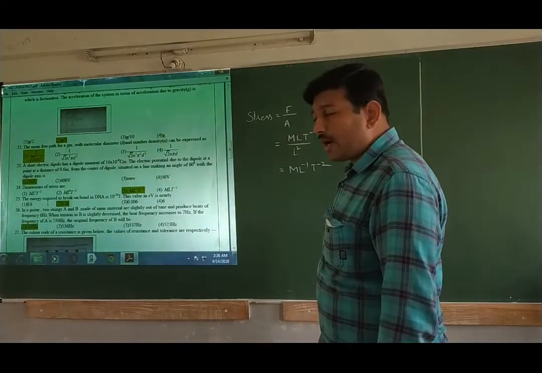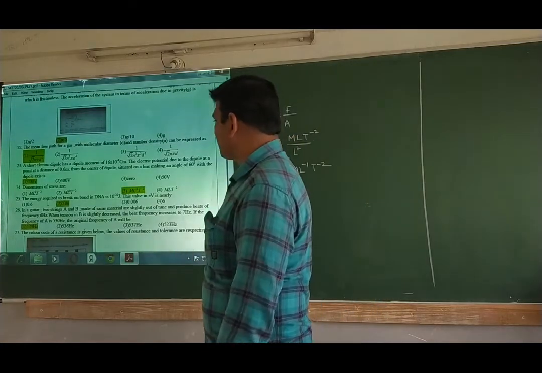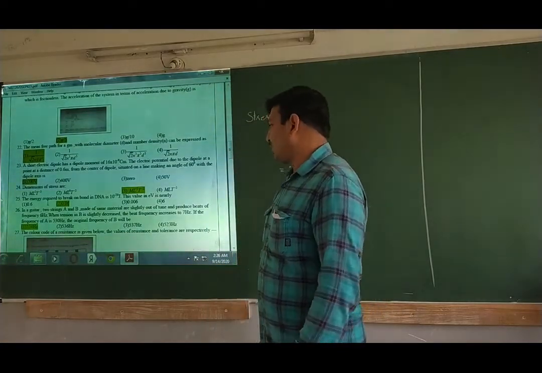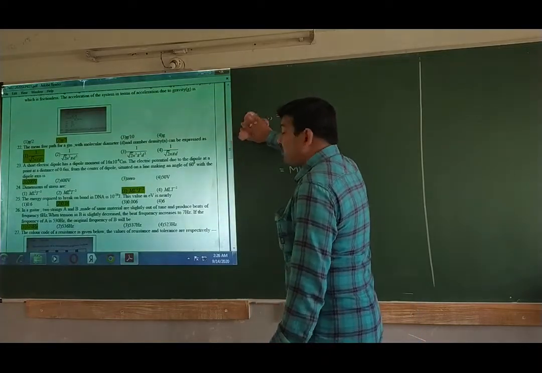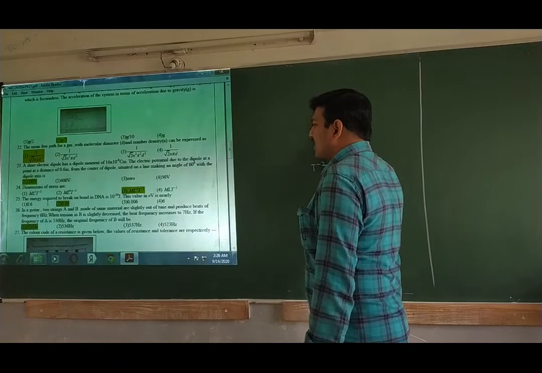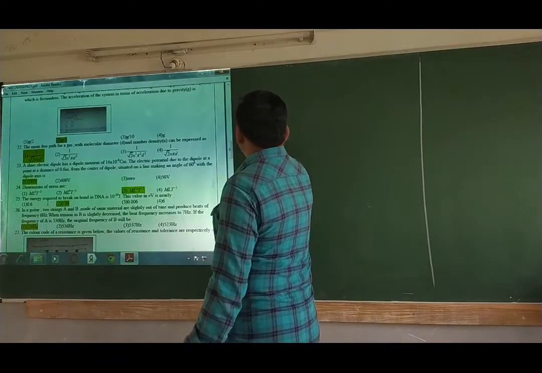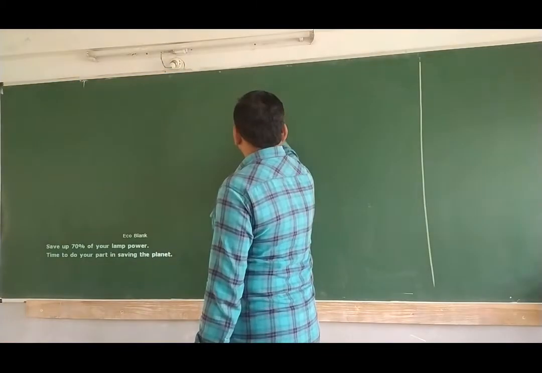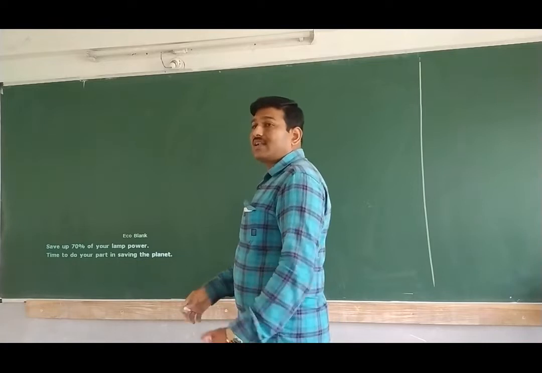The energy required to break a bond in DNA is 10 power minus 20 joule. The value in electron volt is nearly. They have given energy in joules. They asked us to calculate in electron volt. Okay, look here. So given energy is equal to 10 power minus 20 joule. They asked the answer in electron volt.